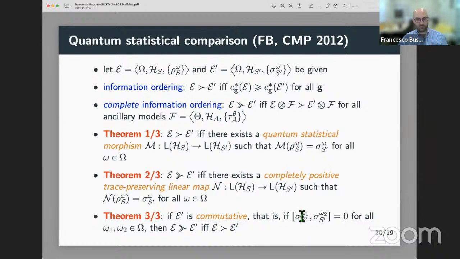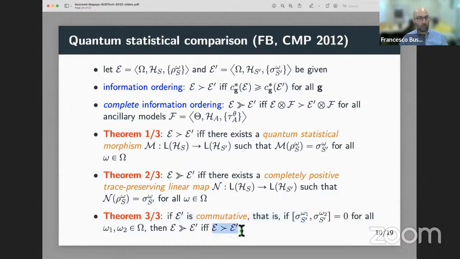Commutative model means this, okay? That the states, the density matrices in this family, pairwise commute. So only the second one needs to be commutative. But if this is true, then complete information ordering is completely equivalent to simple information ordering. So that's why classically you do not need to consider any complete information ordering, because everything already is given to you.